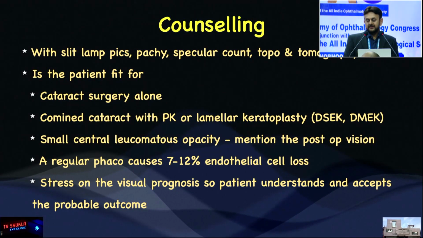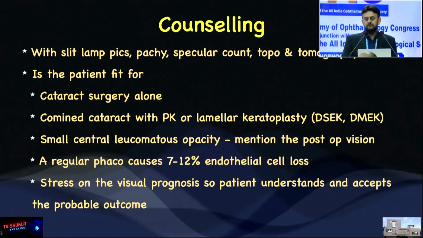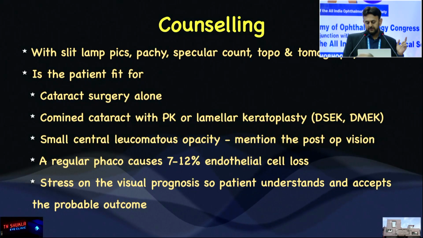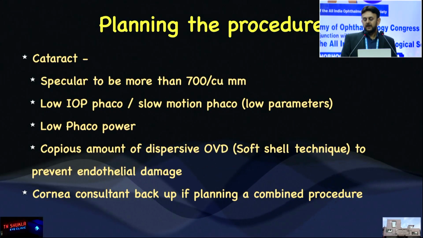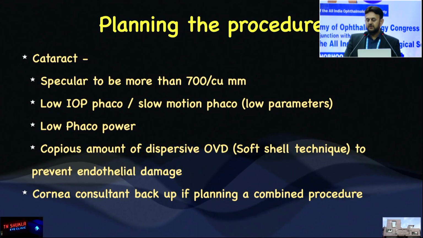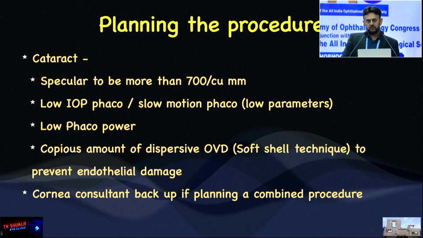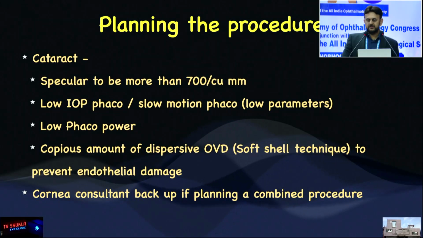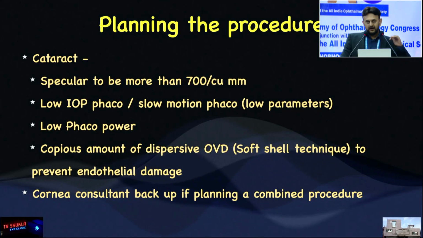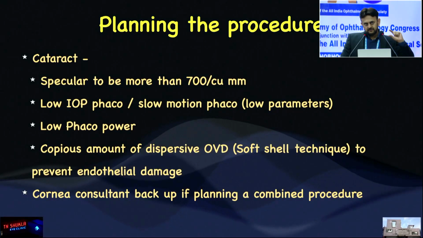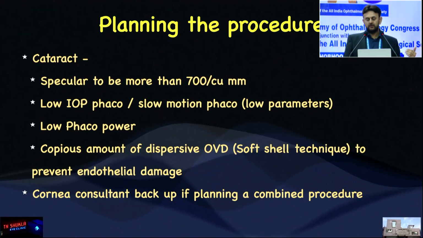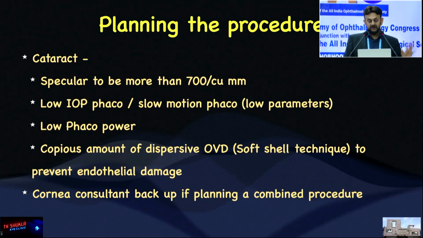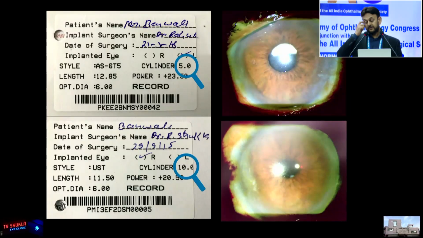And make sure that a regular phaco causes around 7 to 10% of endothelial loss. Now, stress on the visual prognosis to the patient, so that the patient understands and accepts the probable outcome. Planning a procedure, obviously you need to have a good specular count. Low IOP, slow motion phaco is definitely a more acceptable norm. Low power of the phaco is very much important, and use the soft shell technique wherein a copious amount of dispersive OVD coats the endothelium so that you are preventing any corneal damage. And obviously, if you have major problems in the cornea, have a consultant backup if you're planning a second or a combined procedure.